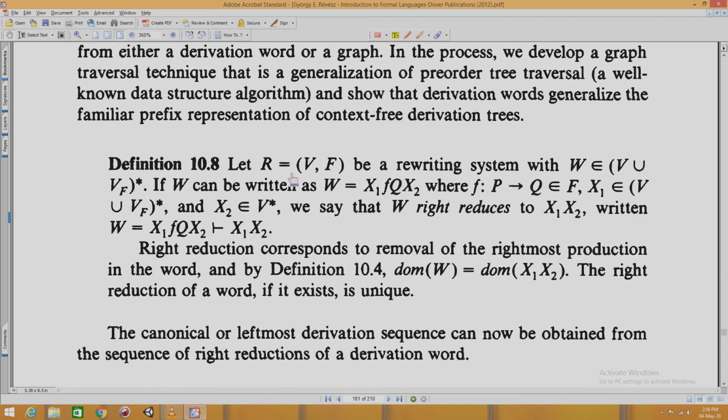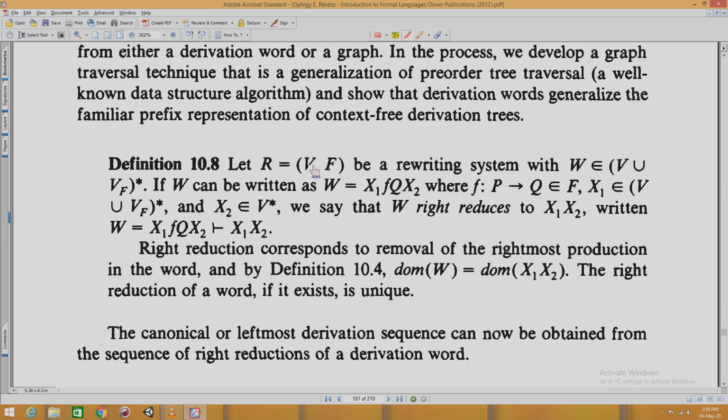Let R equal to (V, F) be a rewriting system. As you remember, V includes variables and terminals. VN means non-terminals, VT means terminals. So V includes variables as well as terminals, and F includes the production rules. So this combination of V and F defines a rewriting system.